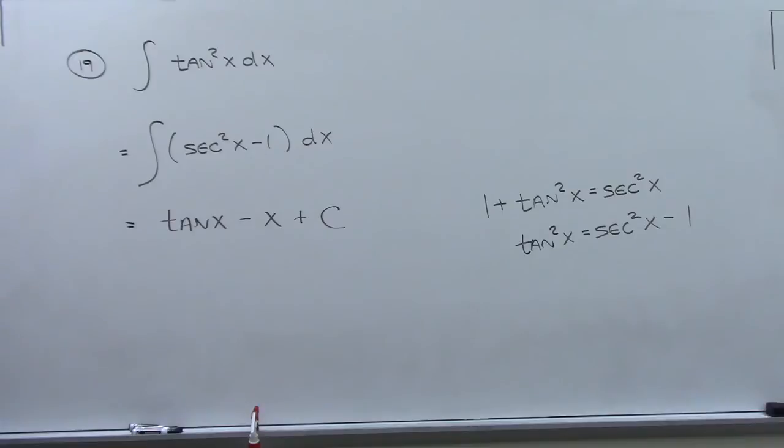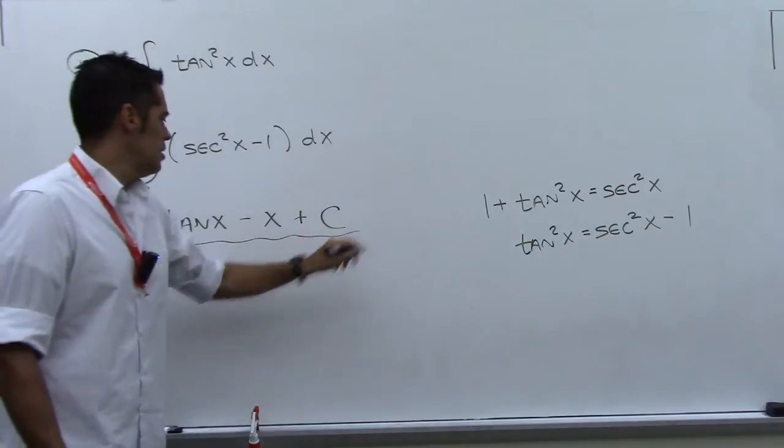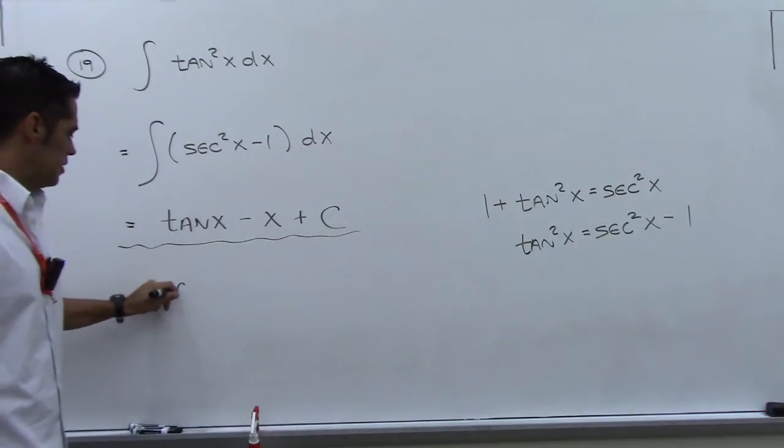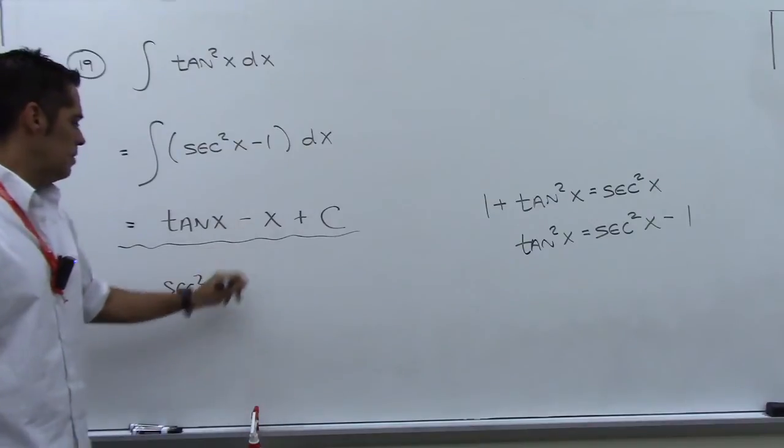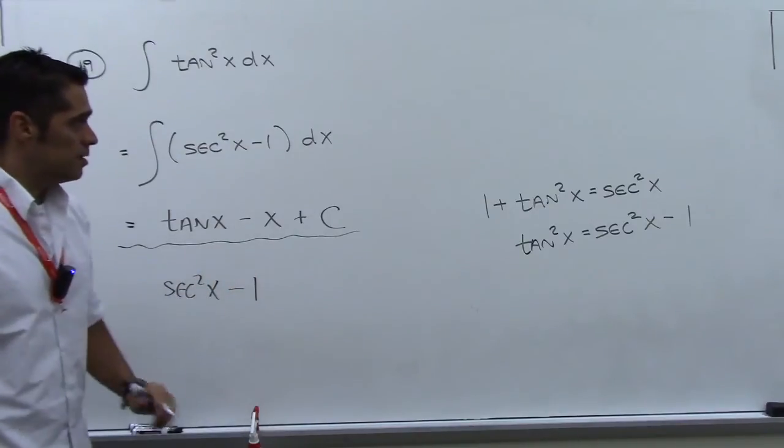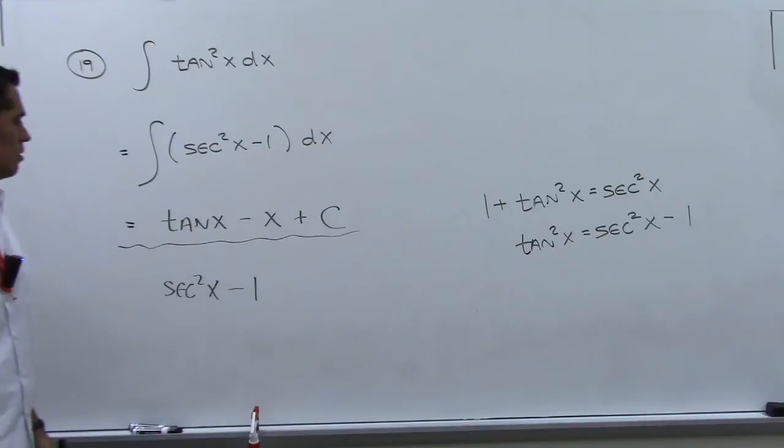We're done. Let's check it real quick. We haven't checked many of these. What's the derivative of this? Secant squared x. What's the derivative of that? Minus 1. And what's secant squared x minus 1? It's tangent squared x. So it works.